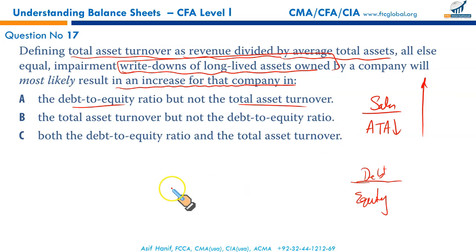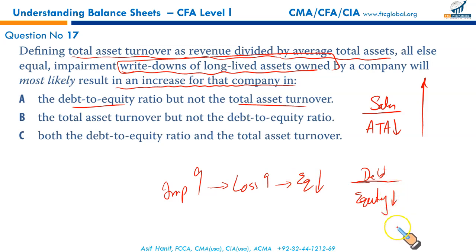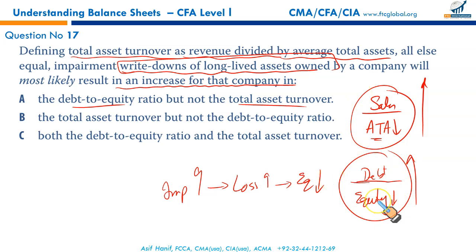Likewise, since you have charged an impairment loss, this loss will be charged against your net income, which eventually becomes a part of equity. Equity reduces. Since the equity is going down, the lower denominator will result in a higher debt to equity ratio. Now we are absolutely sure, because of an impairment write-down, your assets turnover would increase. Why? Because the denominator is decreasing. And your debt to equity ratio would increase as well because the denominator is falling.